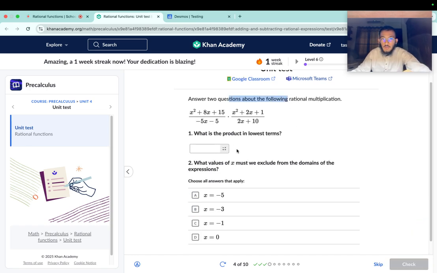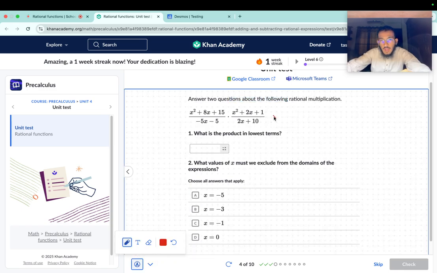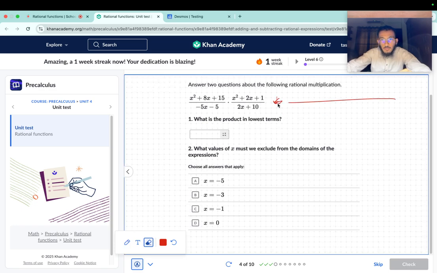Answer the questions about the following rational multiplications. What is the product in lowest terms? Okay, in order to know this, what we do is first we work on this fraction here.